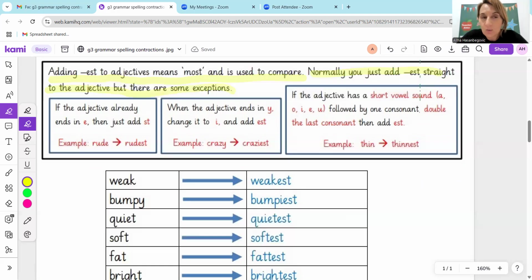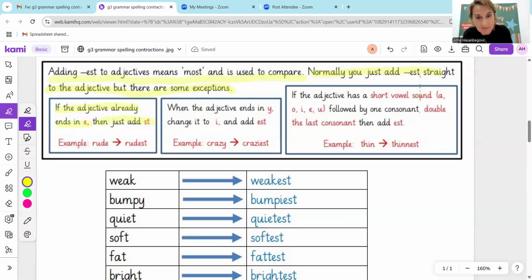So let's talk about this one more time. Adding the suffix est. This is a suffix because it comes at the end, right? Est means most and is used to compare. We add est at the end of the adjective. So if the adjective already ends with an e, we just add st. Now, here's a couple words that I want to go over. Adjective. If the adjective already ends with an e.